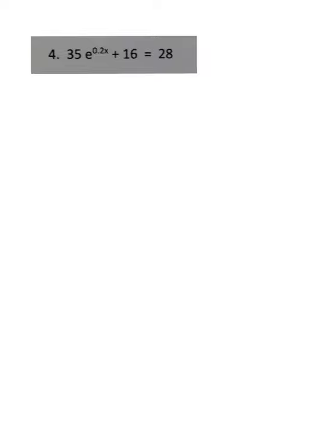So what I mean by that is, let's look at number 4. You see that you've got an E there. So instead of logging, we're going to end up lnning. Let's just take one step at a time here. The first thing I'd probably do is get rid of that positive 16 by subtracting 16, sorry. And we're going to get 35 e to the 0.2x power. Notice my exponent has the variable that I'm looking for, so I know I'm going to have to log or ln. And over here, I'm obviously just going to get 12.